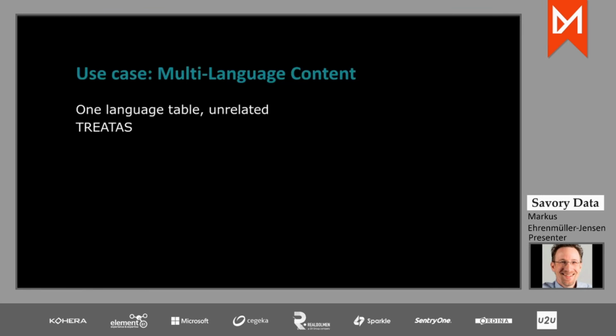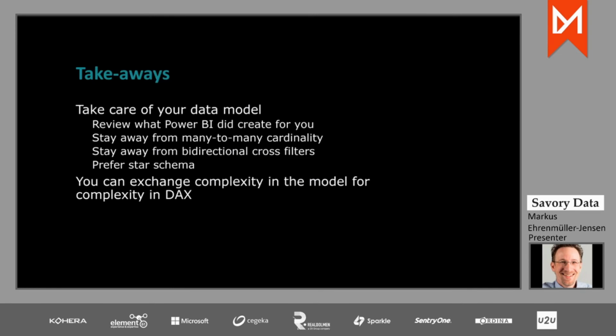Yeah, this is something where we will not see a more complex demo about the data model. The takeaway is, please take care of your models. I hope I could show you some weird side effects if you just depend on the defaults. It's really important to model this right. Stay away from many-to-many, stay away from bidirectional cross filters, prefer the star schema, and you can always exchange the complexity in the model for the complexity in DAX.